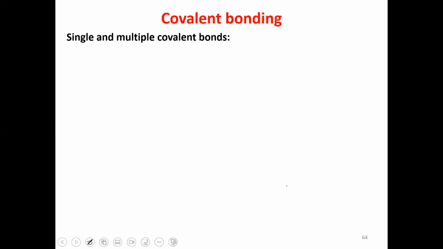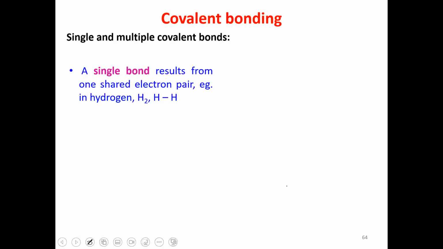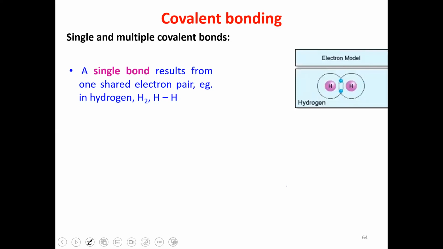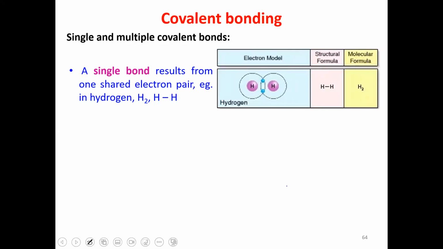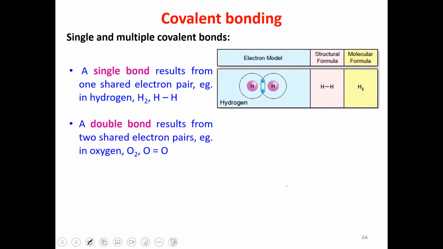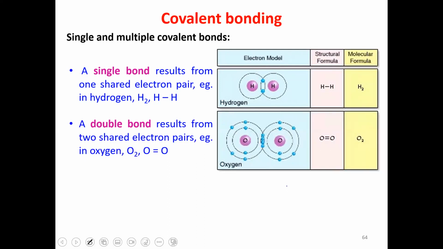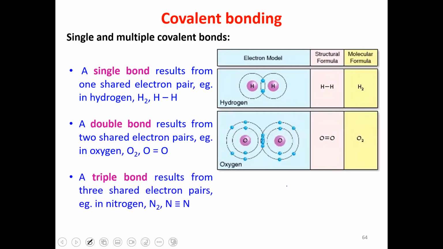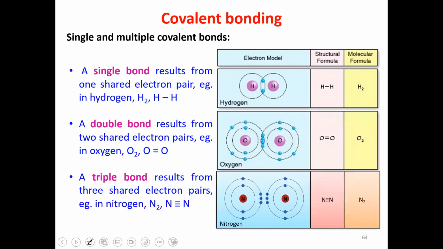Now, single and multiple covalent bonds. A single bond results from one sharing, like hydrogen is a single share. We have double bonds when there's a double sharing. We have a triple bond, and the famous compound is nitrogen. Now, do you remember nitrogen is a very inert gas?